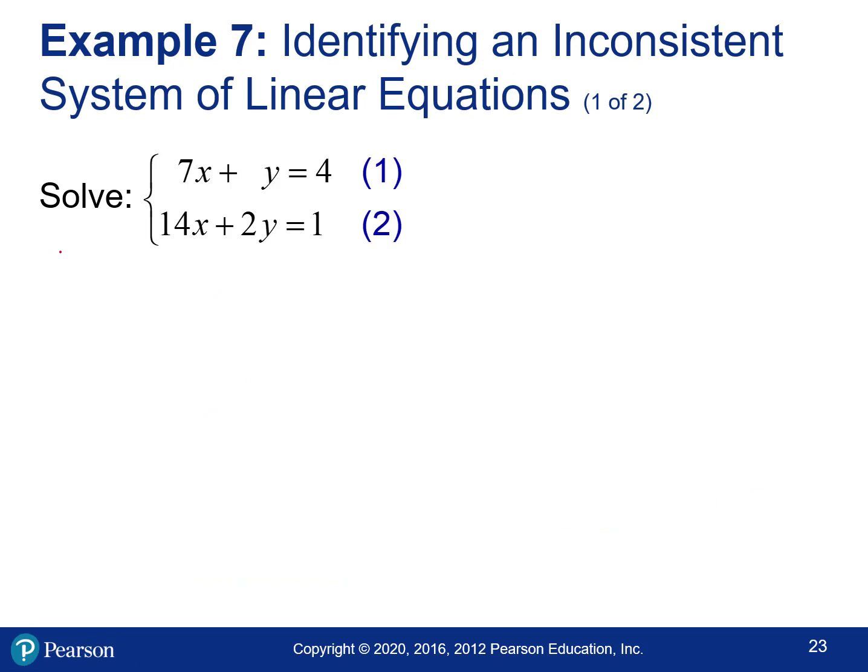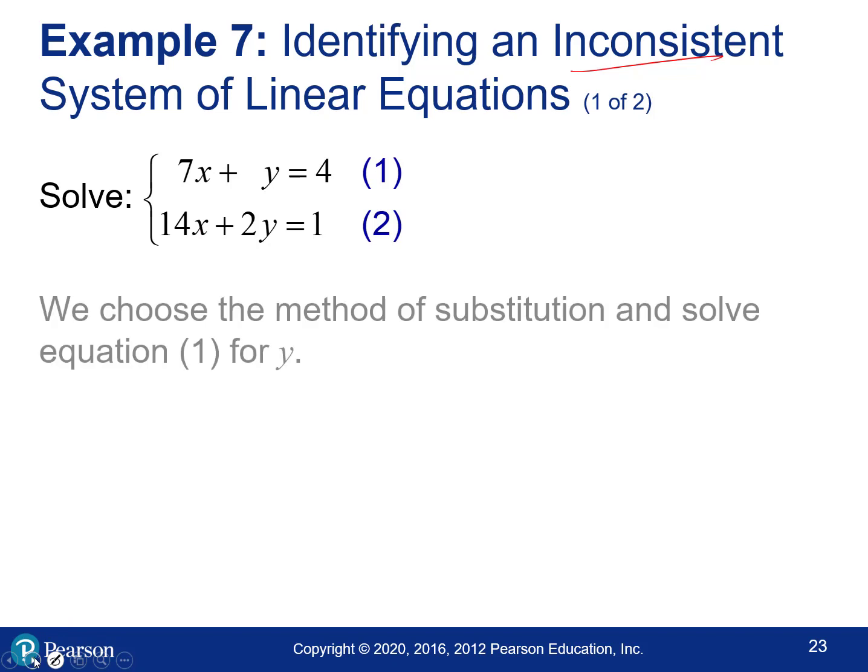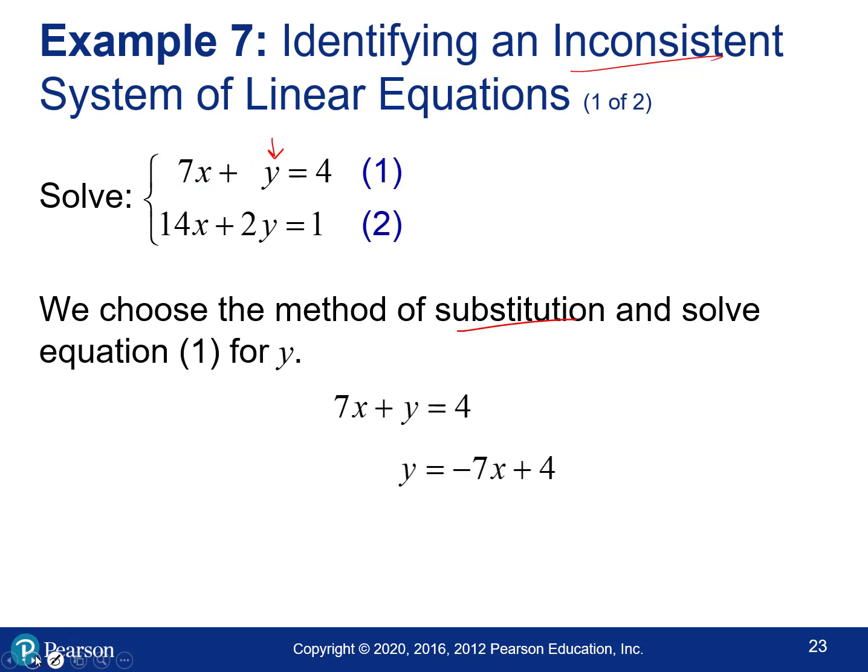Let's go ahead and do this example. And so we're going to find out at the end of this example that this is an inconsistent system. But when you first see the system, you don't know that. So let's solve it as if we didn't know, and we'll see at the end why it's inconsistent. So let's go ahead and use the substitution method for this one. And we're going to solve equation 1 for y, because that's going to be the easiest variable to solve for. Notice y is almost by itself if we just subtract 7x from both sides. And so that's our new version of equation 1.